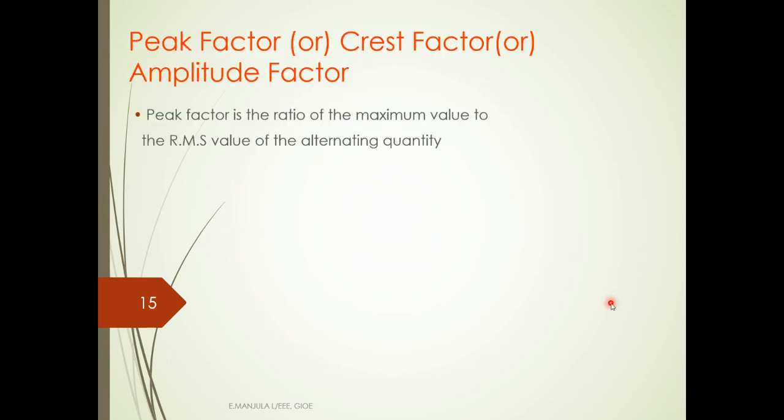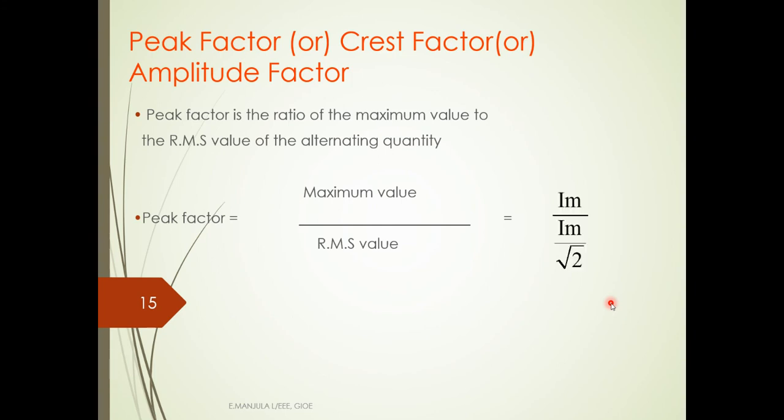Okay, so peak factor. Peak factor is also called crest factor and also called amplitude factor. So here peak factor is the ratio of maximum value to the RMS value of an alternating quantity. So peak factor is equal to maximum value divided by RMS value, which is equal to I maximum divided by I maximum by root 2. So root 2 will go up, I maximum will get cancelled. Root 2 value is 1.414. So the peak factor of a sinusoidal alternating quantity is equal to 1.414.